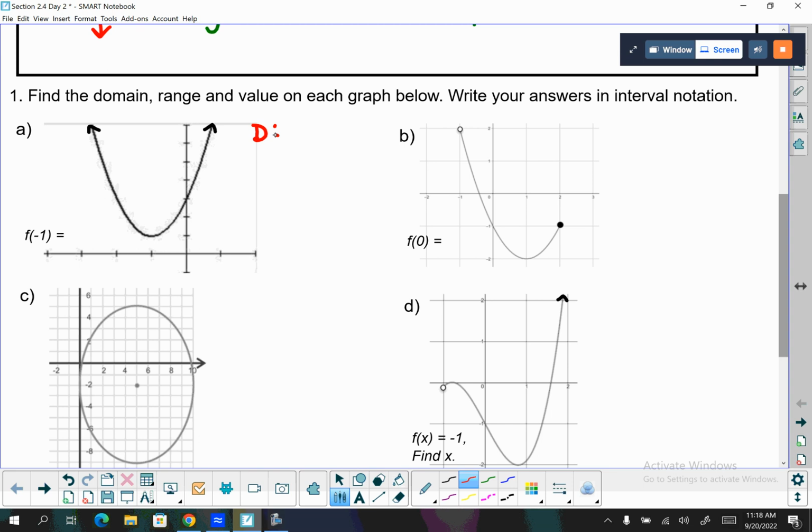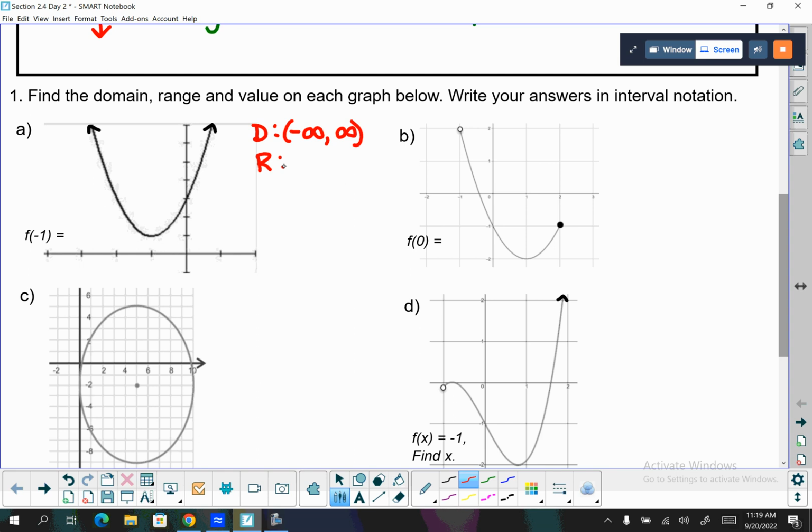So domain, we're looking from left to right. How far to the left is this graph going to go? Forever, right? It's got an arrow on it. It's just going to keep extending forever to the right or to the left. And then to the right, same thing, forever, okay? So in the past, you might have written in words all real numbers. Now, if the answer is all real numbers, we're going to say negative infinity to positive infinity. Okay, that includes everything.